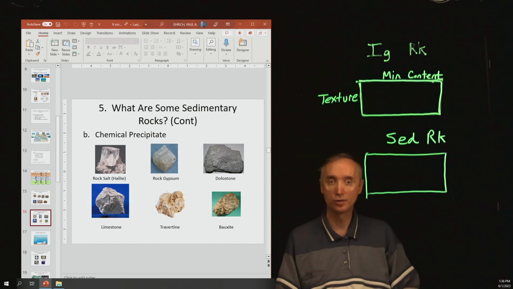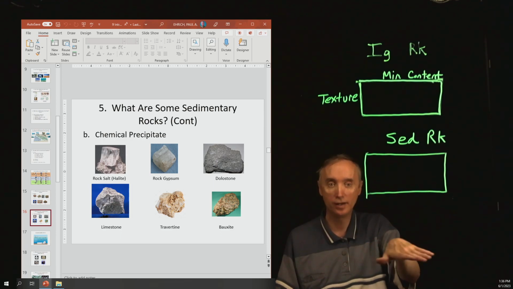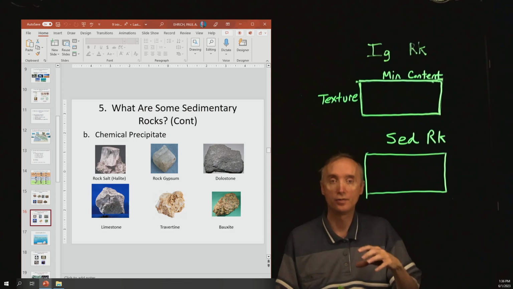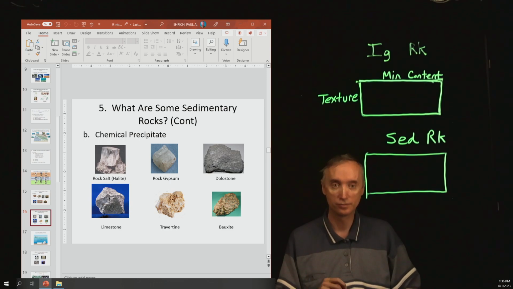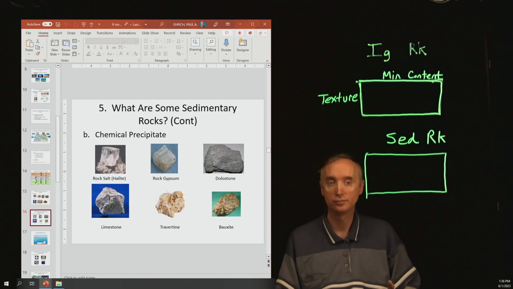Okay, then you got your chemical precipitates. These are things that start out as being dissolved in water, but then for some reason they precipitate out and they accumulate on the bottom, and then the crystals interlock with each other. So for example, you're going to have things like halite, which is composed of salt. This is going to come from an environment where it's very dry. So if the ocean evaporates, it leaves behind large quantities of halite.